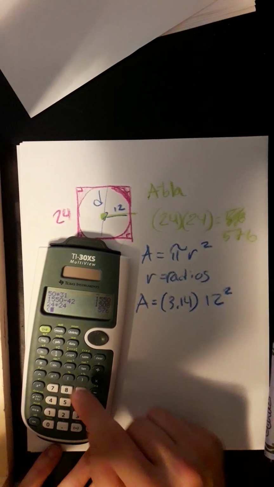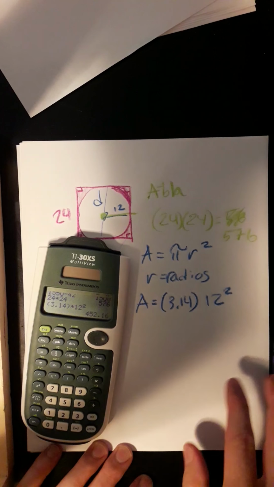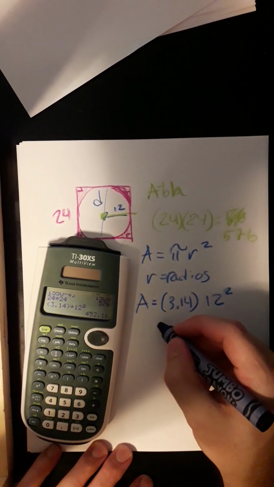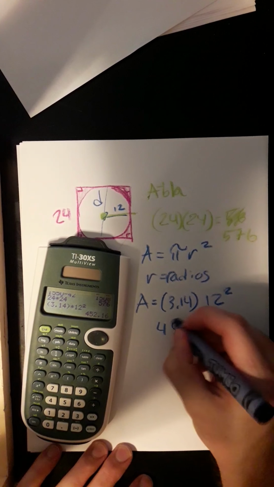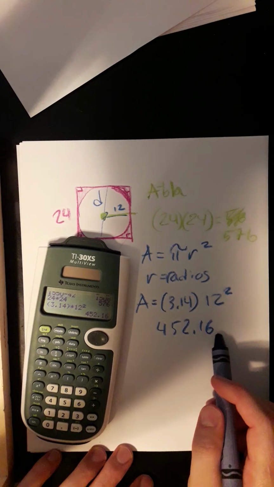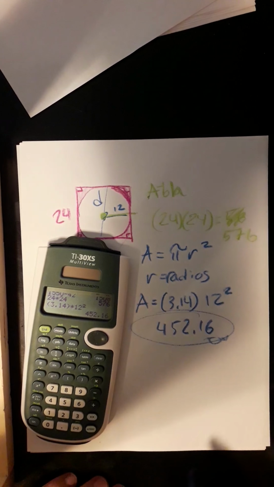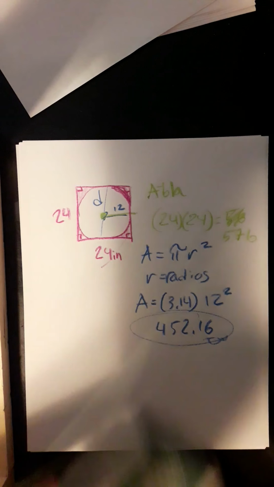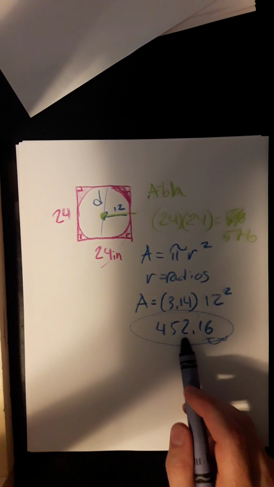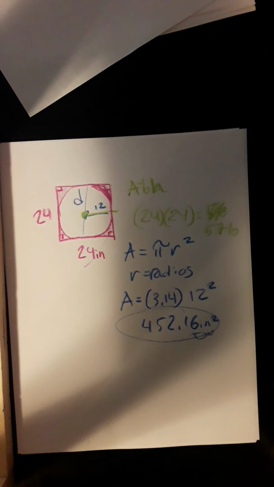Calculator tells me that is 452.16. Now it says round to the nearest hundredth. Well, here's the hundredth place. There's nothing next to it, so this just stays as 452.16 inches squared.